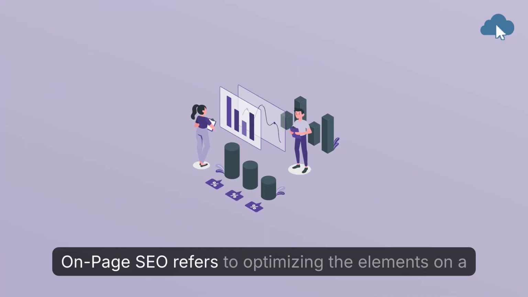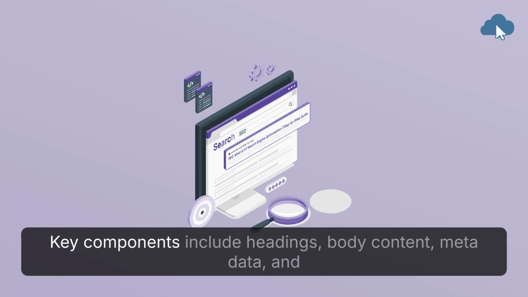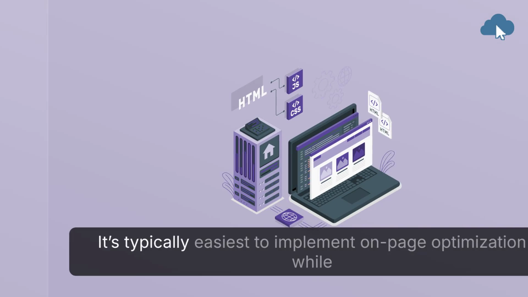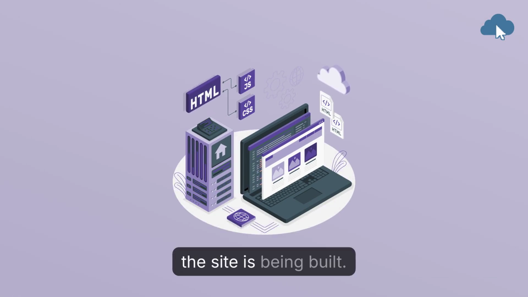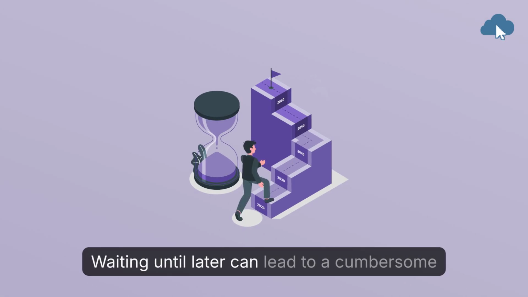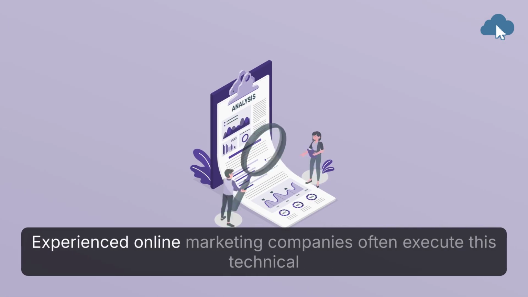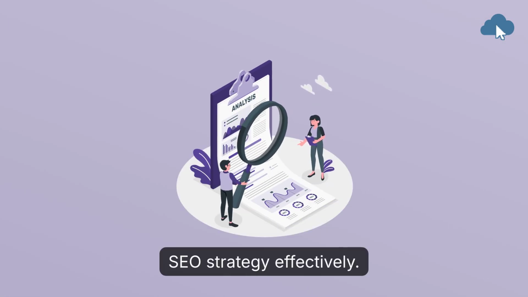On-page SEO refers to optimizing the elements on a web page to enhance its relevance and authority for search engines. Key components include headings, body content, metadata, and internal links. It's typically easiest to implement on-page optimization while the site is being built. Waiting until later can lead to a cumbersome process that may introduce errors. Experienced online marketing companies often execute this technical SEO strategy effectively.